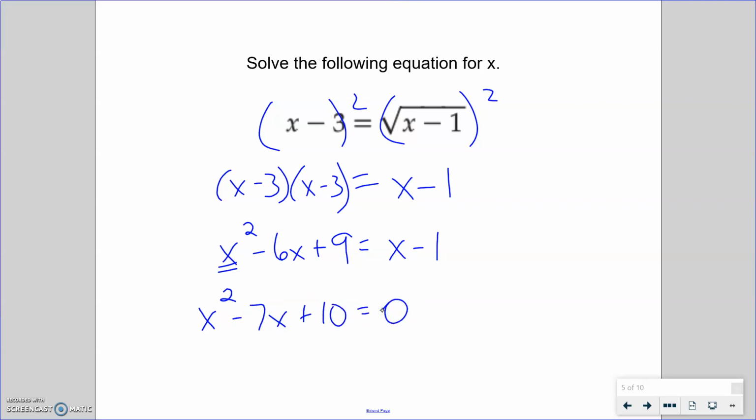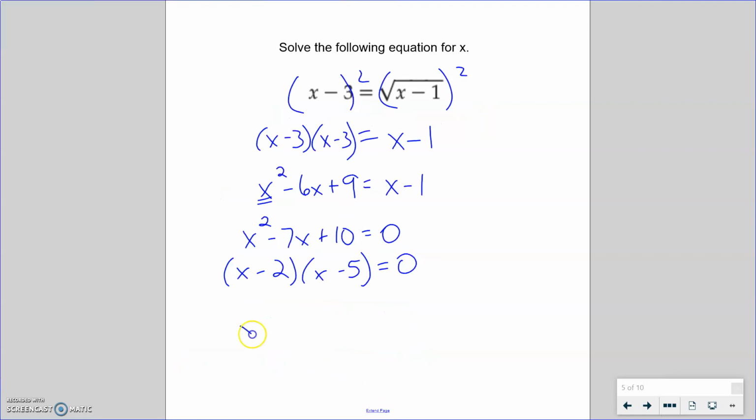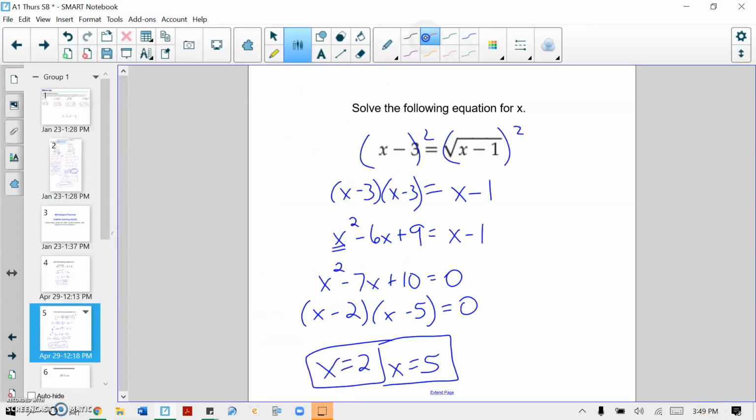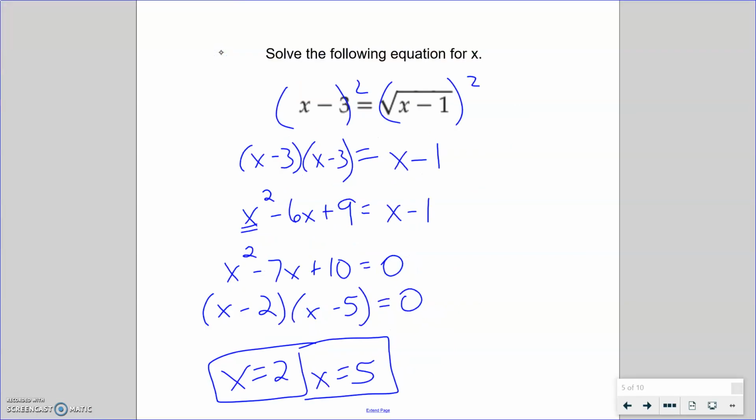And remember, easiest way to solve a quadratic, if it's possible, is to factor. So in this case, let's see if something works. Negative 2 and negative 5 would work. So my answers are 2 and 5. Now I have to check, because there's 2 answers, I have to make sure I didn't create an extra answer that doesn't work. So I'm going to switch my colors just so you know this is like extra. So 2 minus 3 is equal to square root of 2 minus 1. Okay, well that definitely doesn't work, so let's try 5.